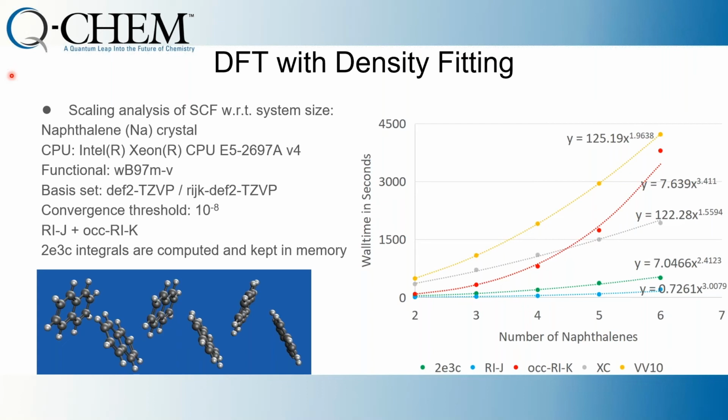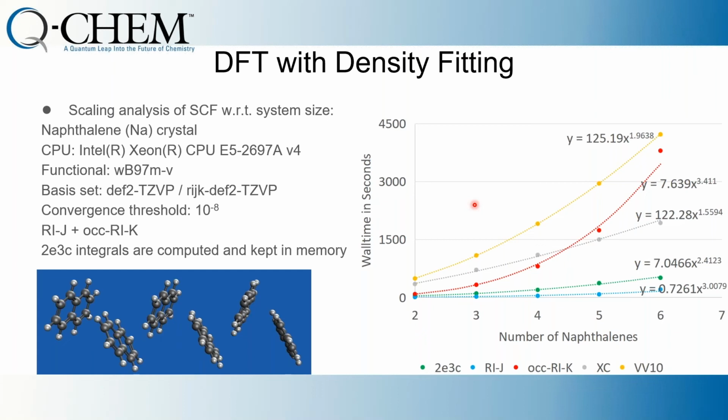Since this is currently available, what would you recommend as the best or most efficient combination for doing density fitting with DFT in QChem? What's your preferred paradigm for large DFT calculations, presumably with a functional that has exact exchange? Well, RIJ and RIK, for sure.